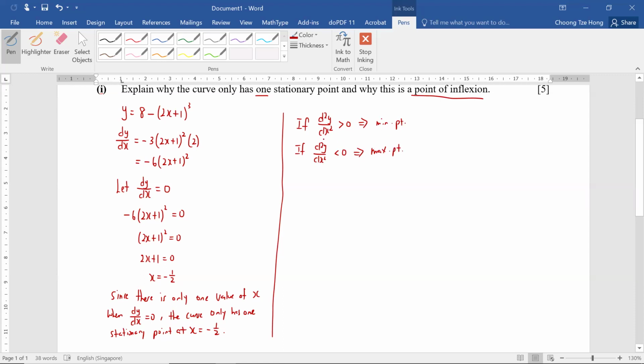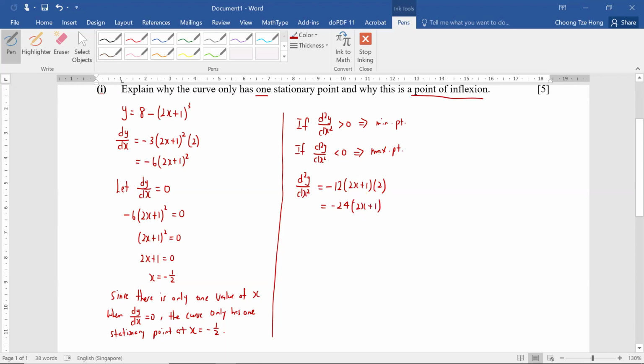Let's try to find the d2y/dx squared for this question, and then when we substitute x equals negative half, we see what we get. Let's differentiate the dy/dx again to find d2y over dx squared. It's not difficult to differentiate using the chain rule. The 2 comes in front, so 2 times negative 6 becomes negative 12. Then for 2x plus 1, reduce the power by 1, and then differentiate inside to get the 2. So you get negative 24 (2x plus 1).